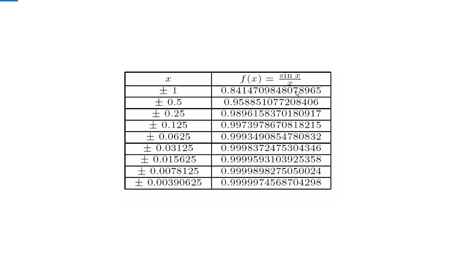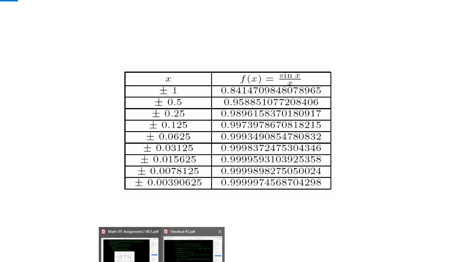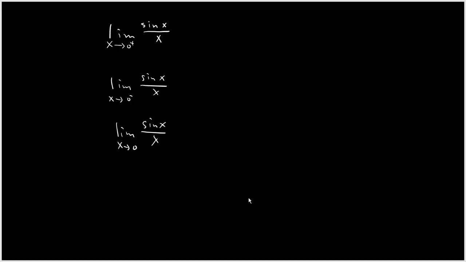And then you observe the function values, the value of sine of x over x. How do you describe the numbers in the column on the right? These are the numbers getting closer and closer to 1, right? Using this table, the limit of the function as x approaches 0 from the right is equal to 1. Okay.